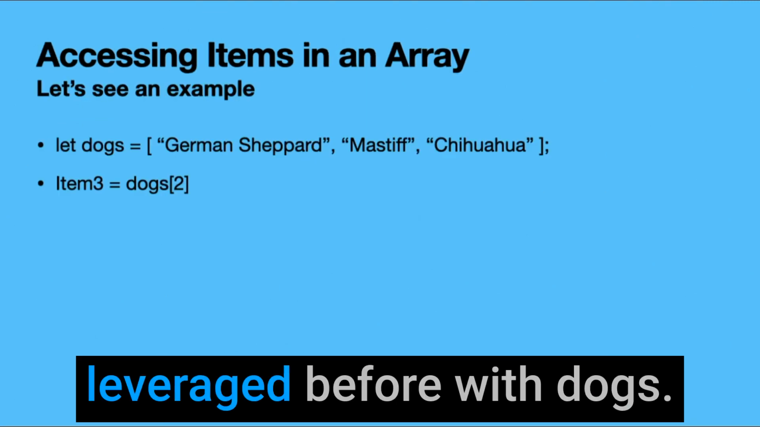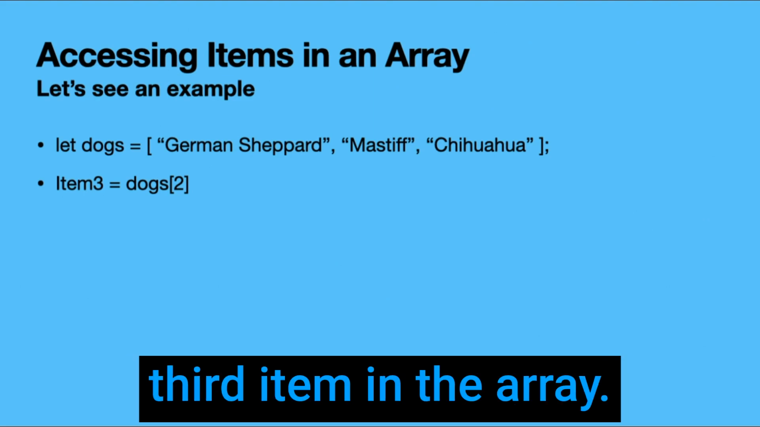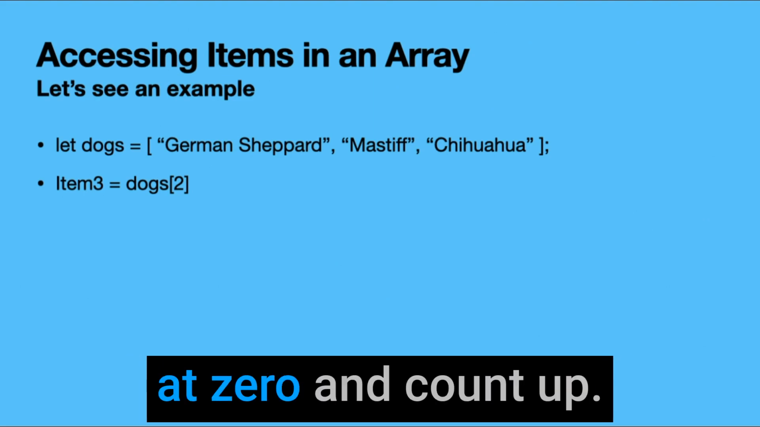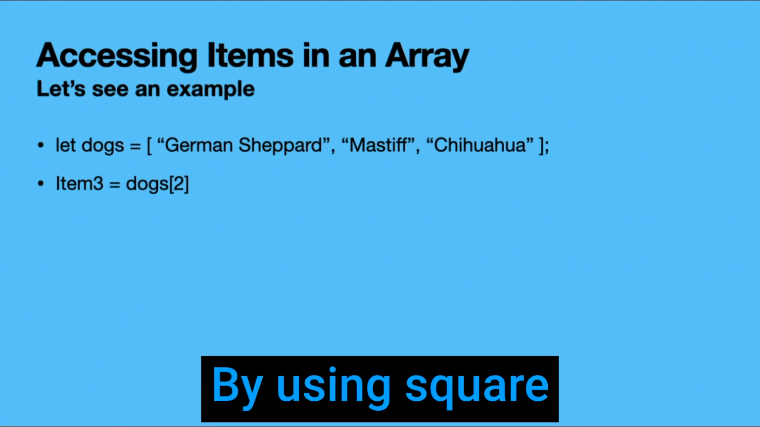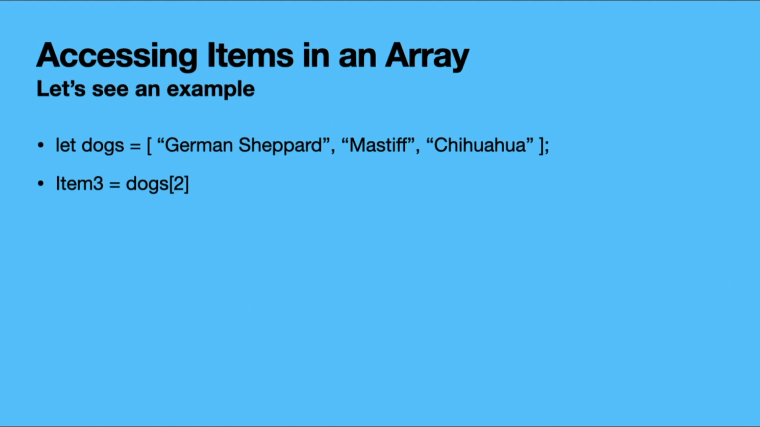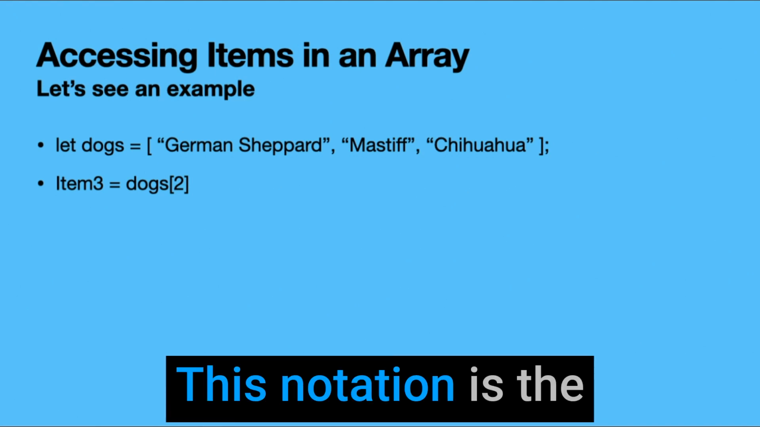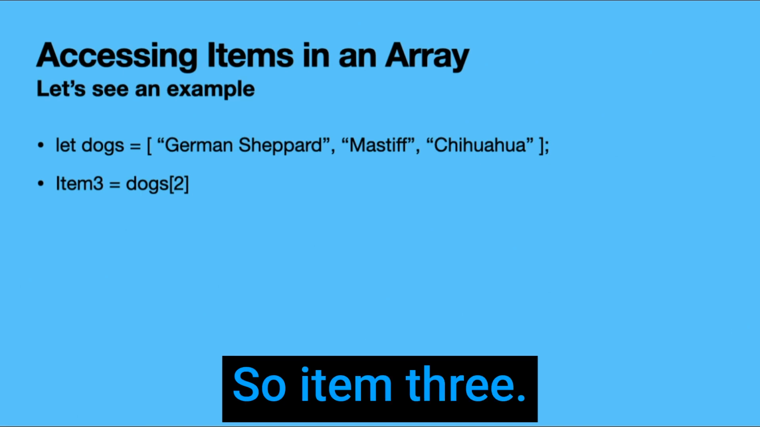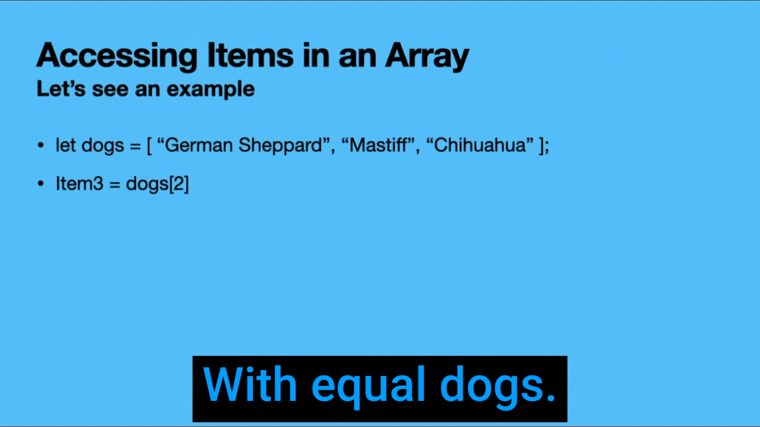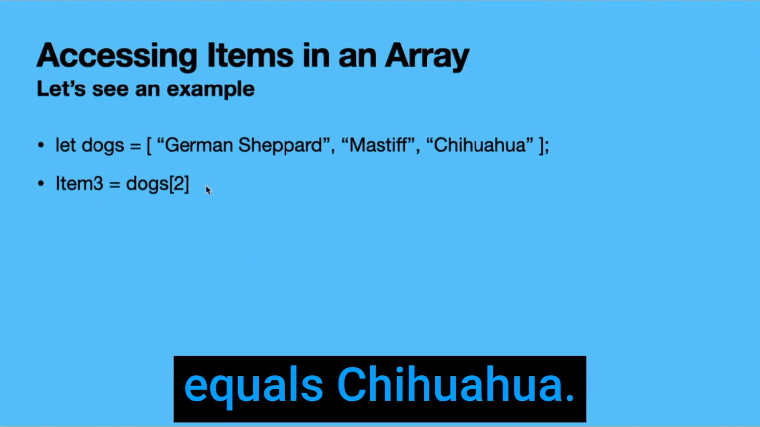In the example we leveraged before with dogs, if we wanted to access the third item in the array, remember they start at 0 and count up. You'd be able to call the third item by using square brackets after dogs, like in the second line above. This notation is the same as it is in Bash. So item 3 would equal dogs[2], Chihuahua. So item 3 equals Chihuahua.